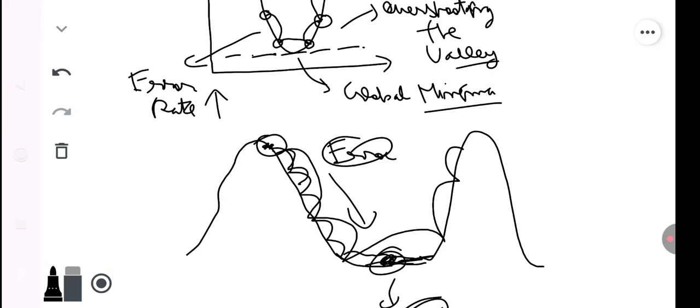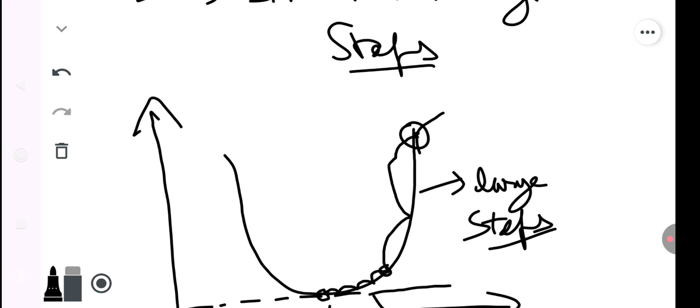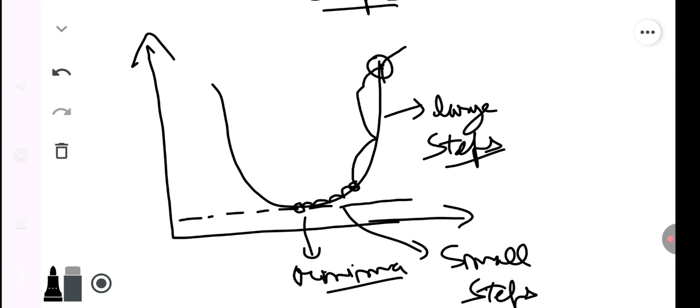So if I again summarize, we are taking a mix of both. While going down the slope, we are taking very large steps. But when we are about to reach the flat, then we can take small steps and reach our minima point. So this was about it.